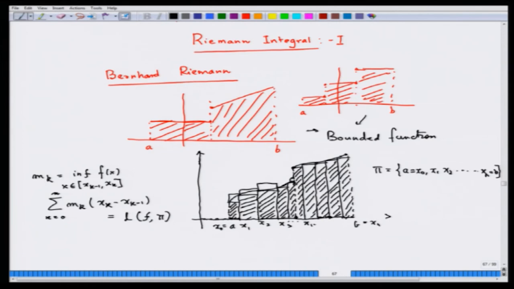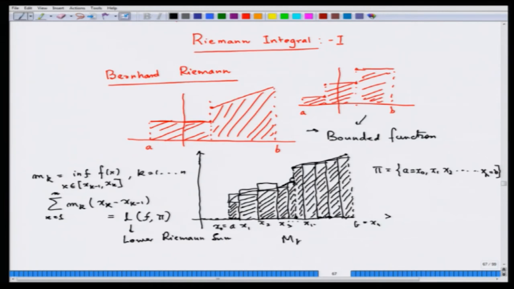So I should start from k equal to 1, then it will give you x1 minus x0 and m1. So k can be starting from 1 to n. If you take k equal to 1, it is the infimum when x is in between x0 and x1. So that is the thing. So this is called the lower Riemann sum. Similarly you can construct the upper Riemann sum.